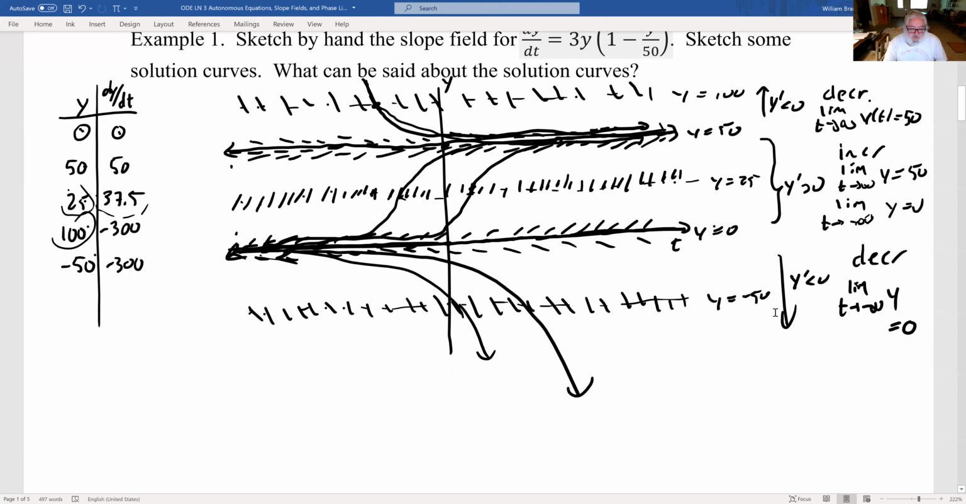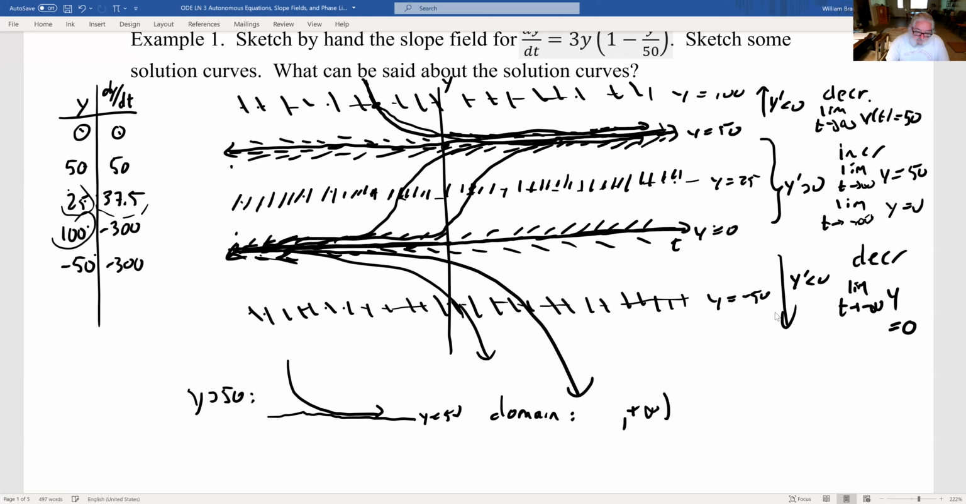So just as a point here, if y is greater than 50, right, our solution curve looks like this, right? And it's asymptotic to the line y equals 50. So we know the domain of this curve is going to go out to plus infinity. What we don't know is how far it goes to the left. Maybe it goes all the way out to minus infinity. Maybe it's got a vertical asymptote. We just don't know at this point.